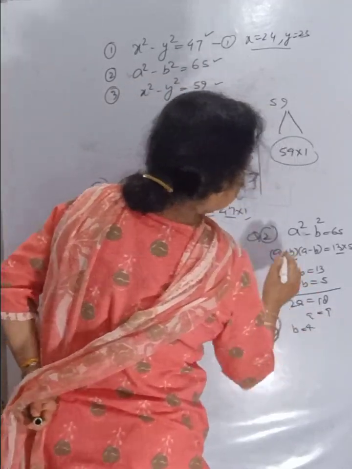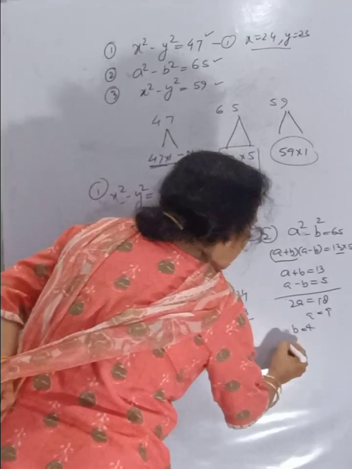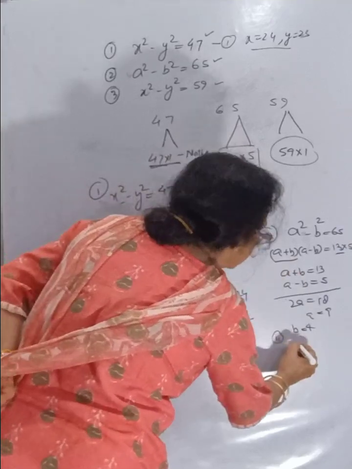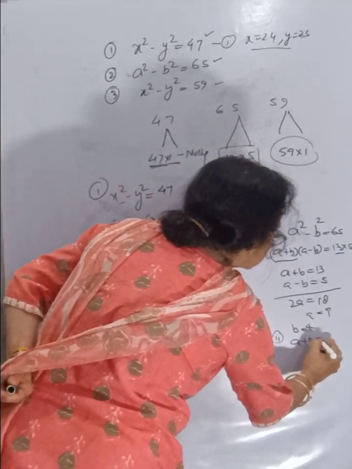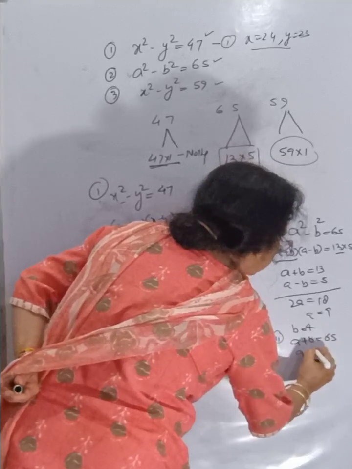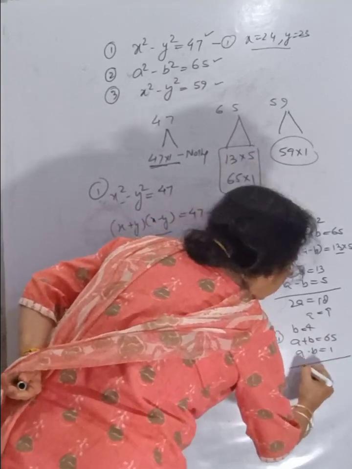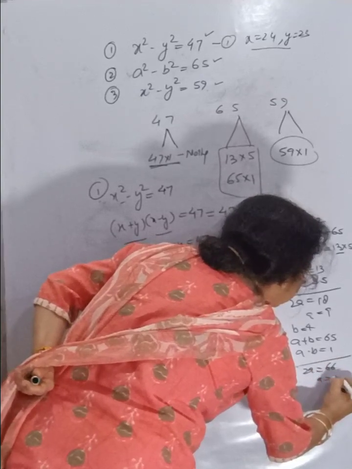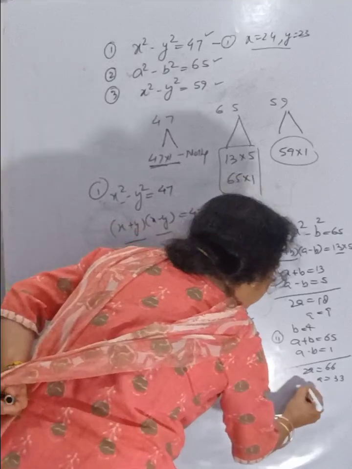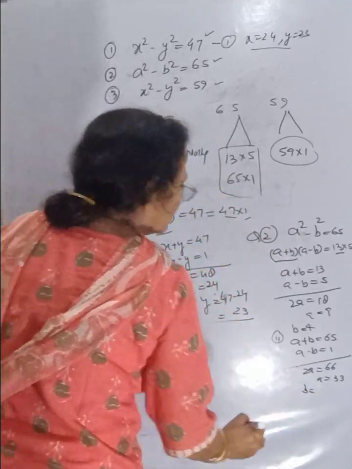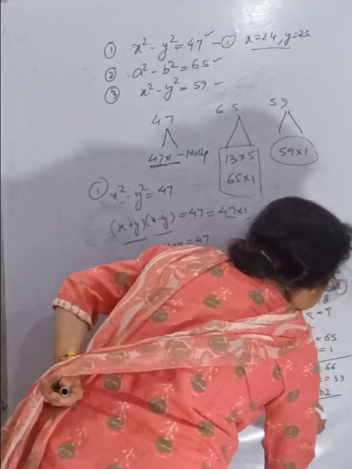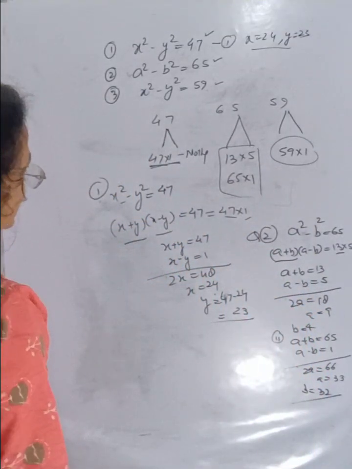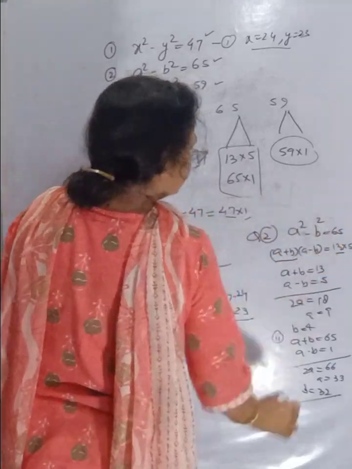Second हो सकता है. Second case, when we take the second portion of the same question, a plus b is equal to 65 and a minus b is equal to 1. Then we can say that 2a is equal to 66, a will be equal to 33 and b will be equal to 32. This is the answer. Okay, it is having two values.